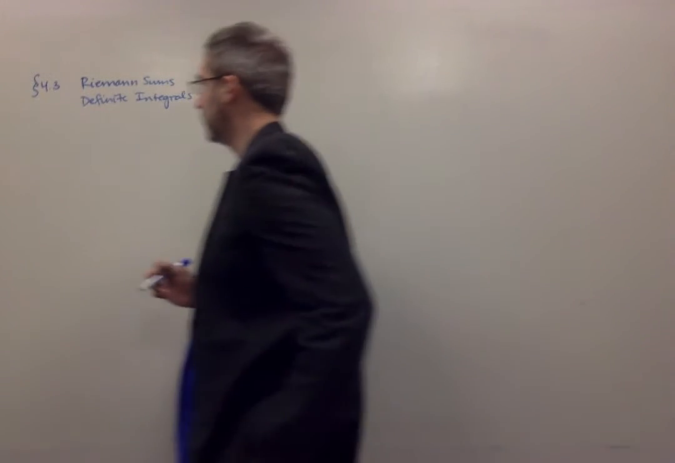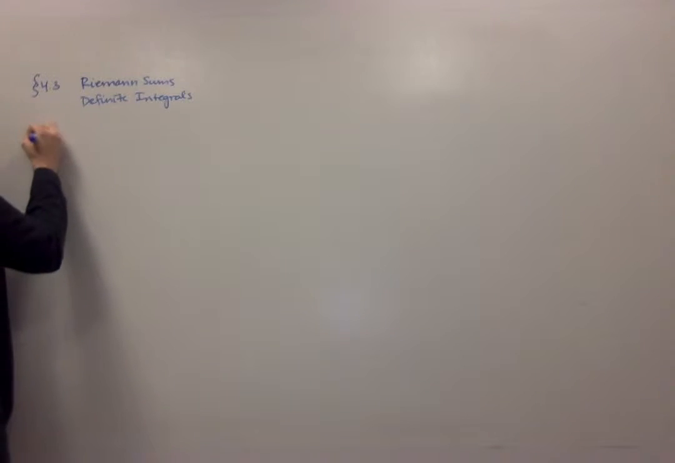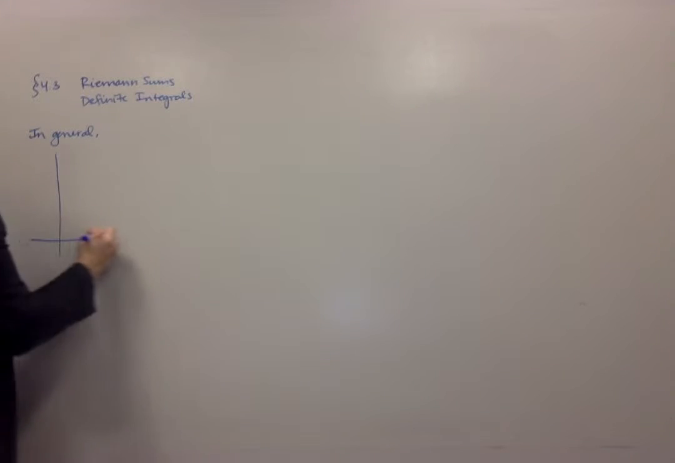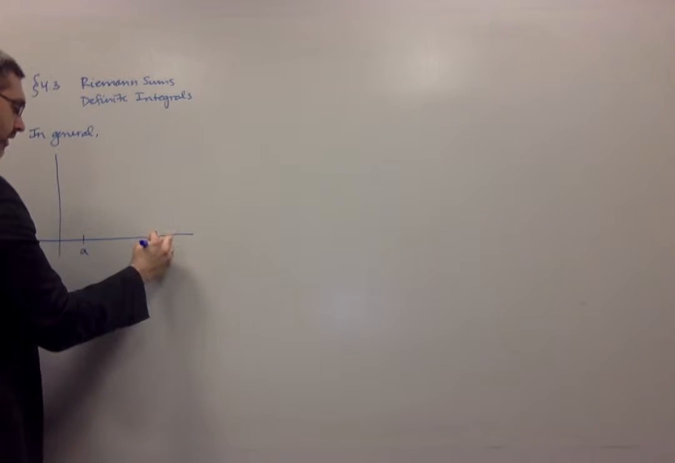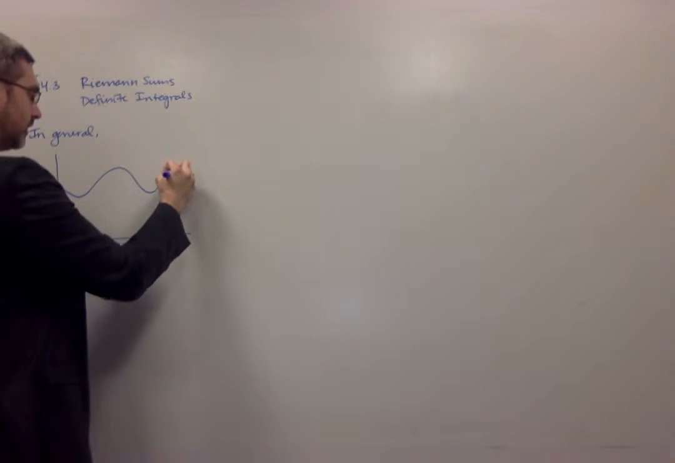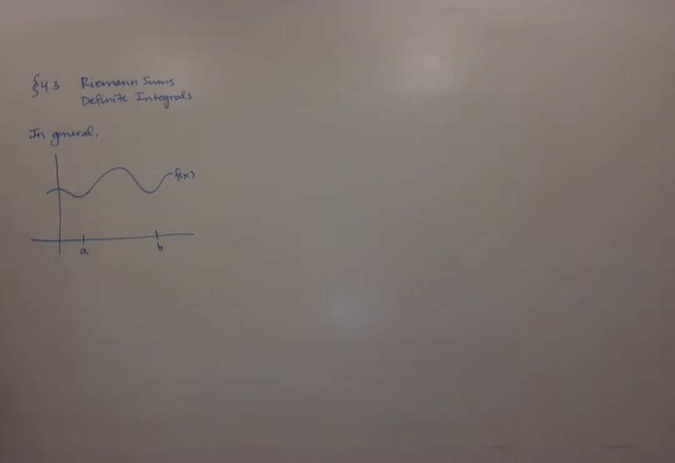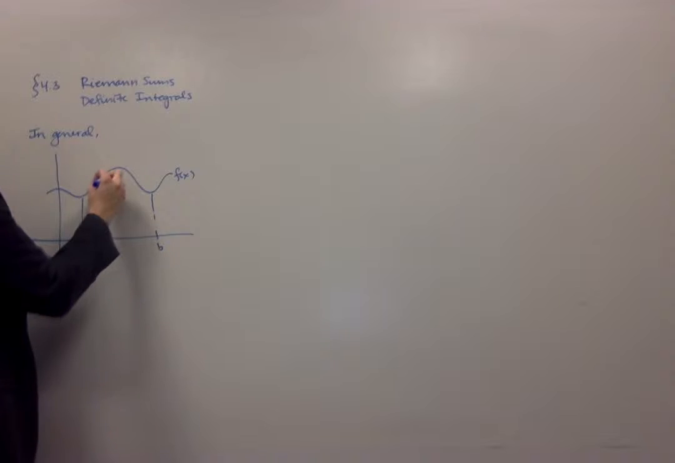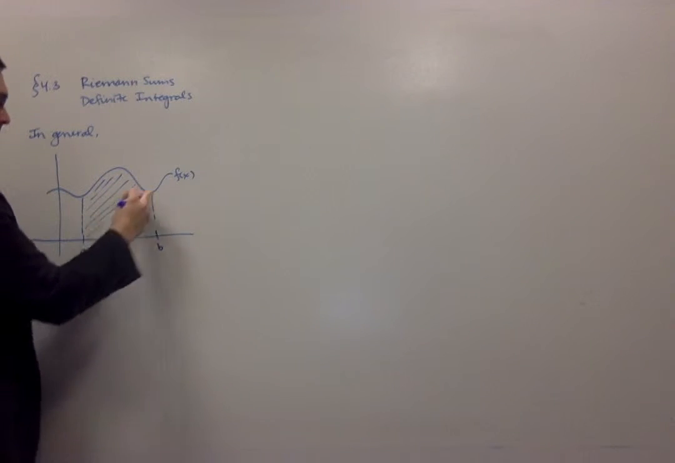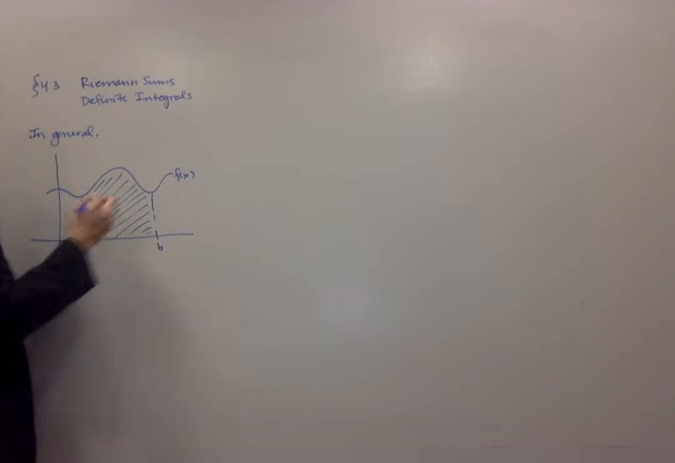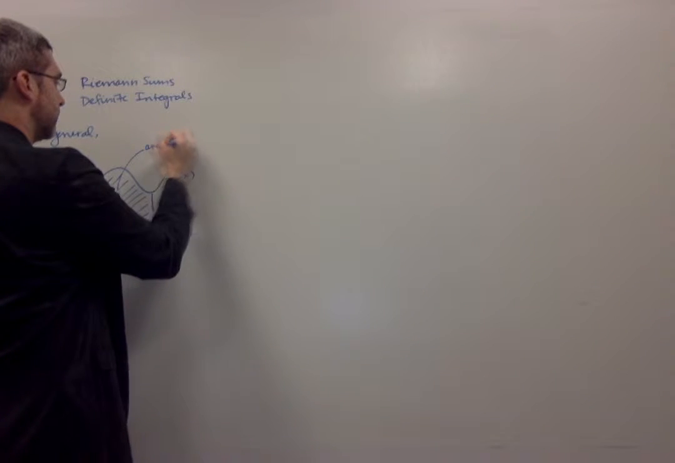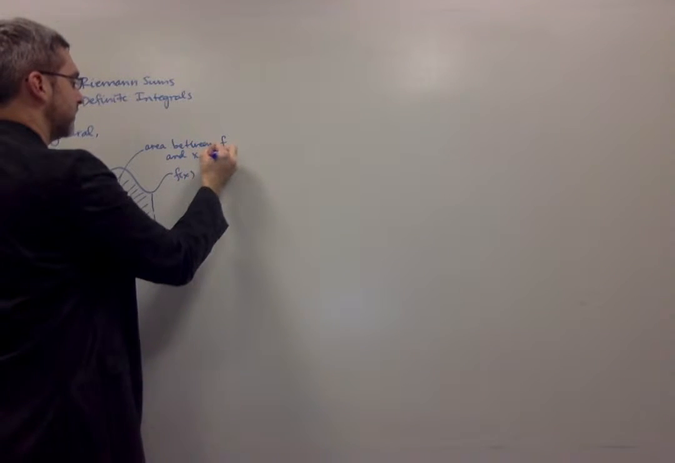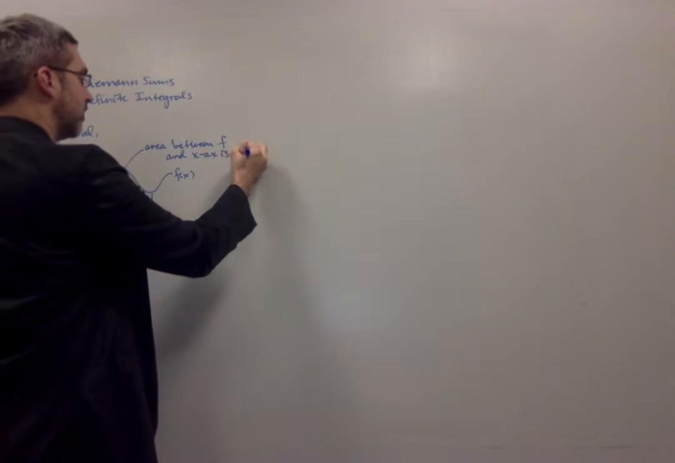So now in general, our task that's ahead of us is that we want to find the area under a function f of x from a to b. That's our task. That area is the area between the function and the x-axis. So this is the area between f and the x-axis. For now I'll call that area A.